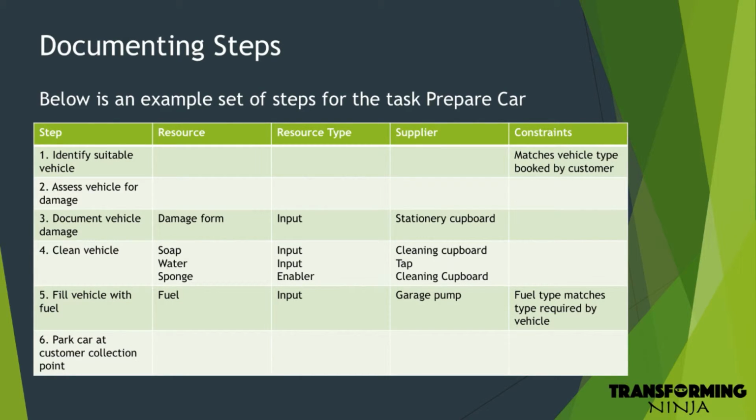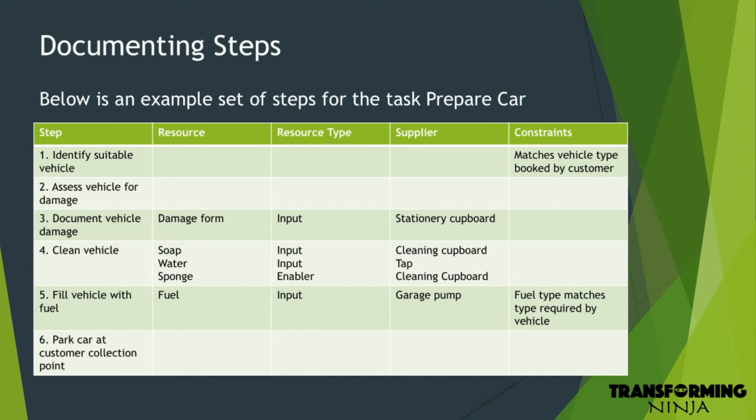The next step is we clean the vehicle. Again we've got resources there: soap, water and a sponge. The resource types are different: soap and water are an input, whereas a sponge is an enabler. The difference is that soap and water disappear with the process. We're not going to get those back. Whereas a sponge is an enabler, so it enables the process. It enables you to apply that soap and water to clean the vehicle, but it doesn't disappear with the process. So it's more of a tool than a resource.